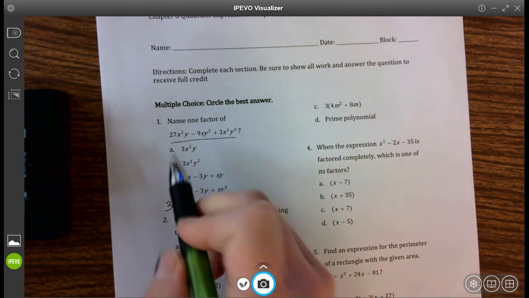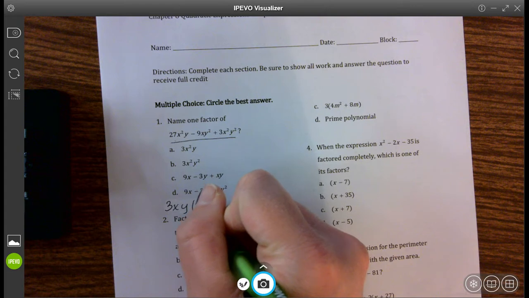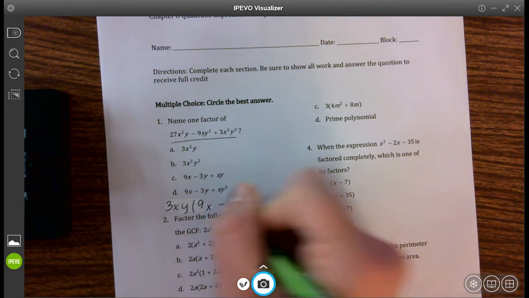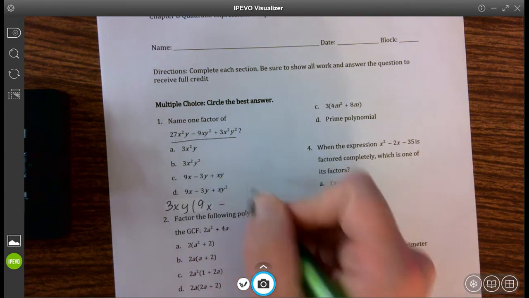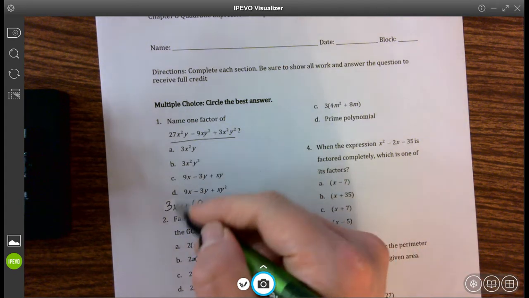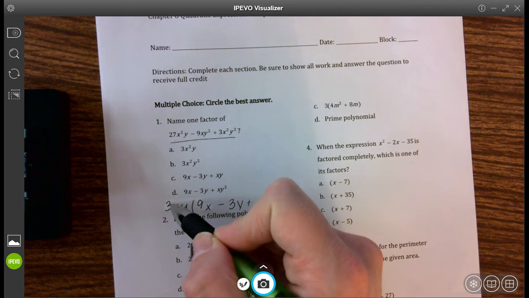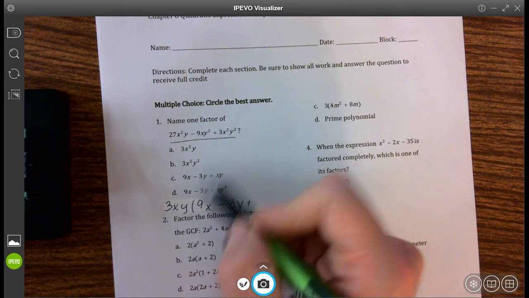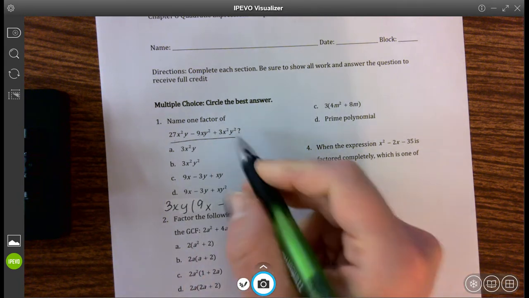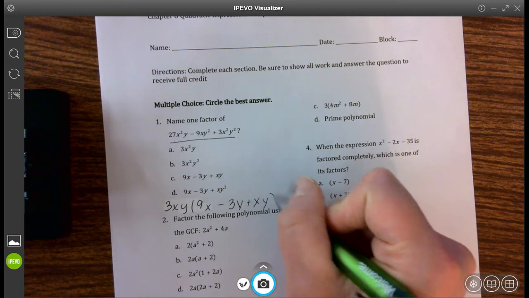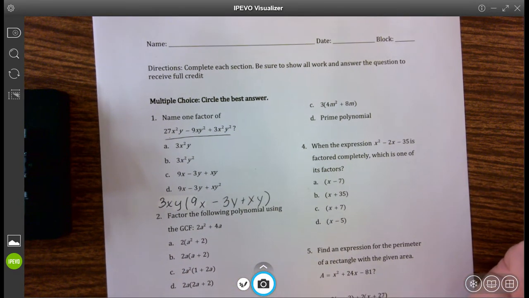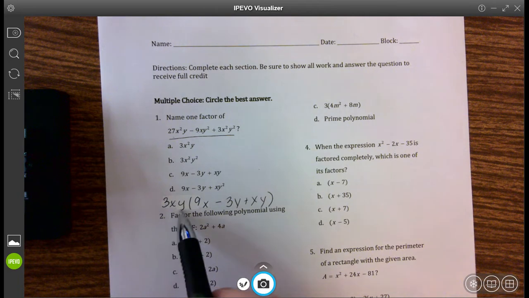When you remove a 3xy, you're left with a 9x minus 3y plus xy. The x's simplify, you're left with a y, plus the 3's simplify. X squared over x simplifies to x. So that should be what you receive. So 3xy isn't in there.